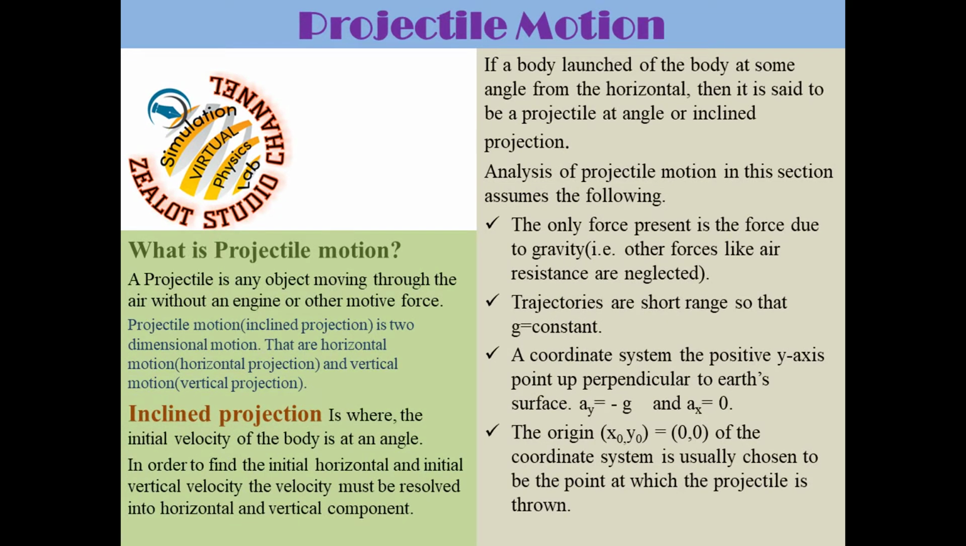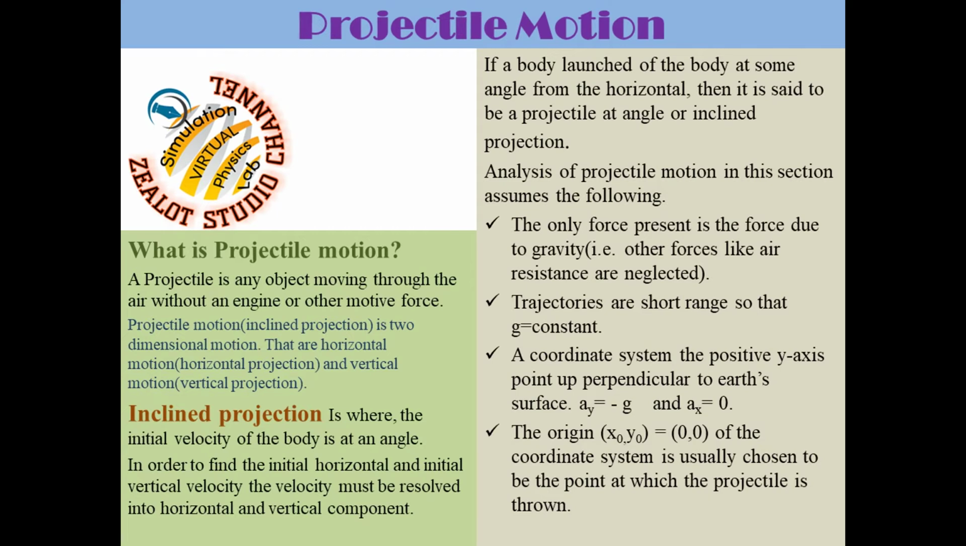In this section, any analysis of projectile motion assumes the following: the only force present is the force due to gravity. Do you know the force due to gravity? The gravitational acceleration is nearly 9.81 meters per second squared. Other forces like air resistance are negligible. When air resistance is negligible, the gravity can be taken to be what?